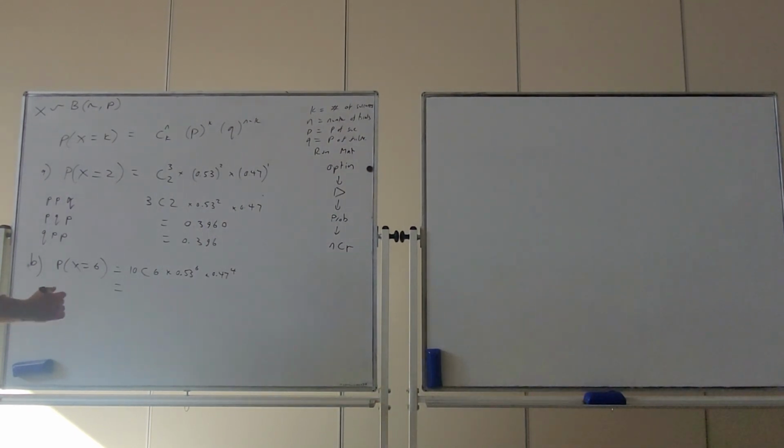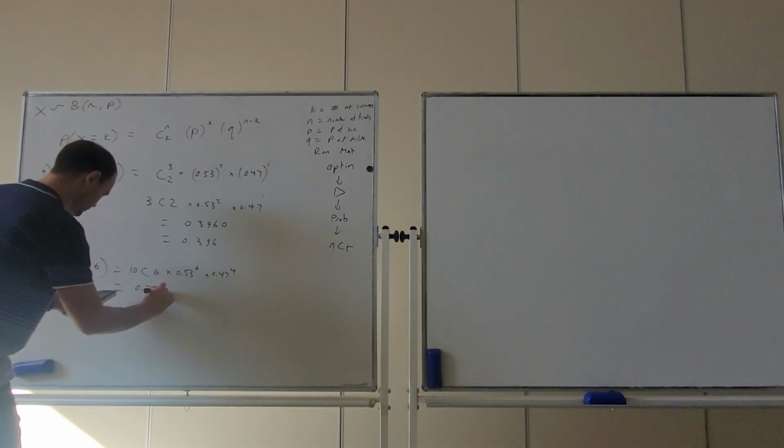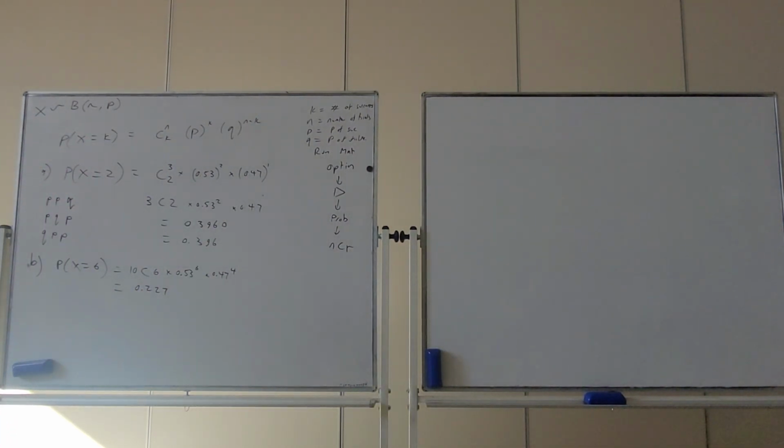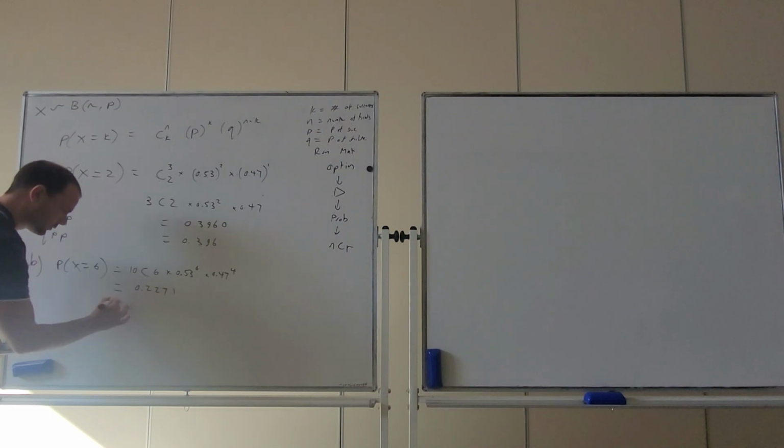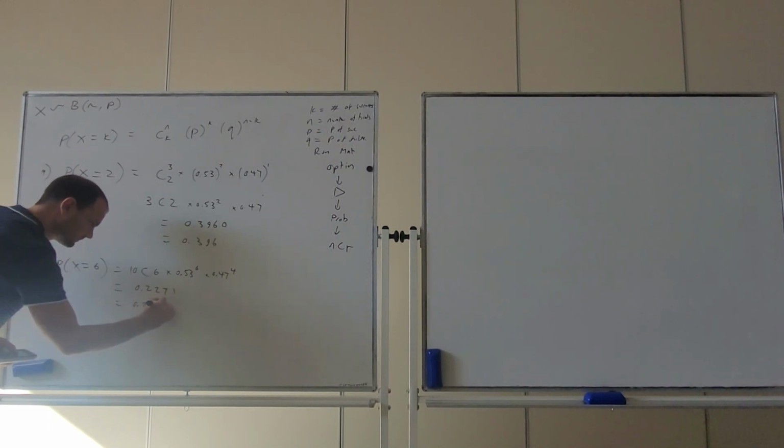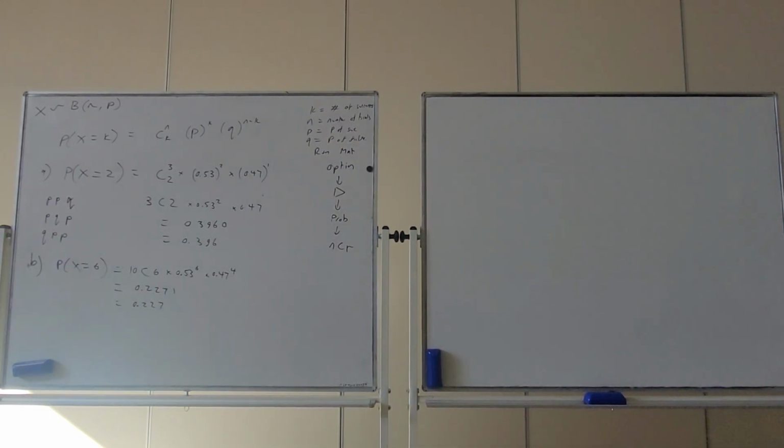I've got 0.227. Let's maintain my good habit of writing and rounding. So if there's 10 flips, then the probability of getting 6 heads is 0.227. So that's B.